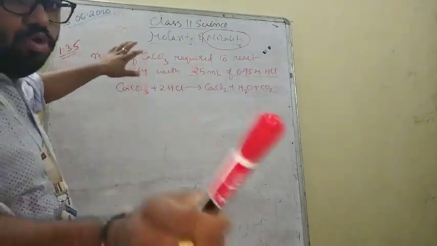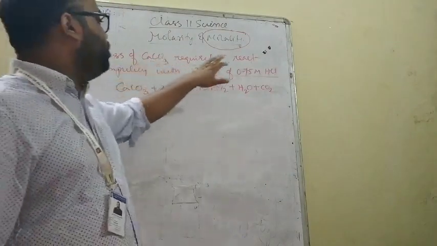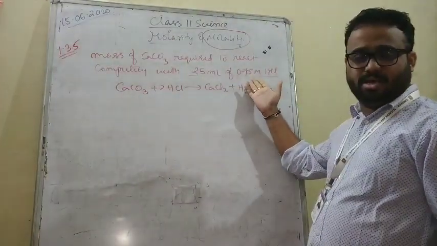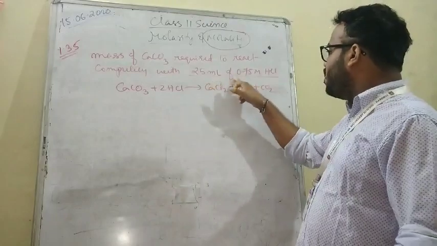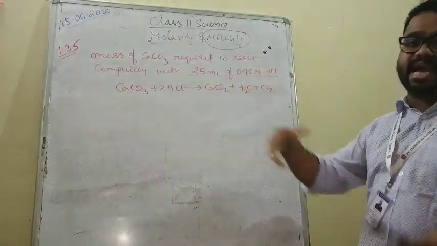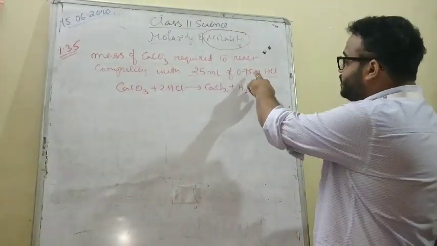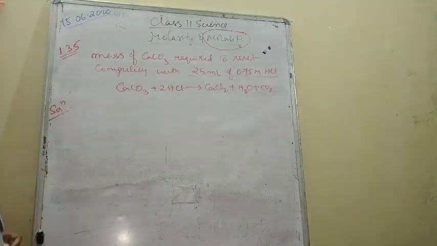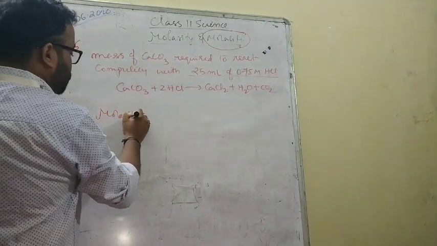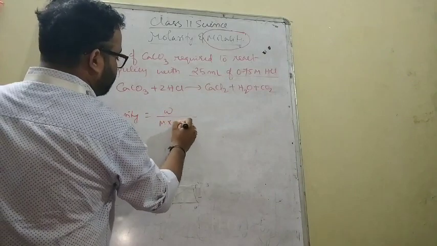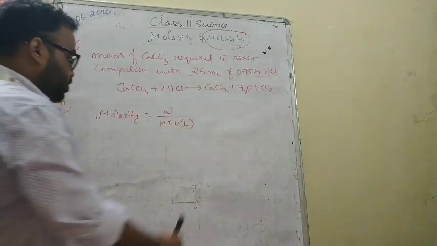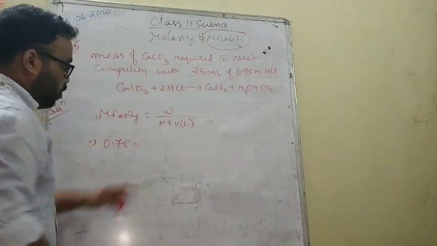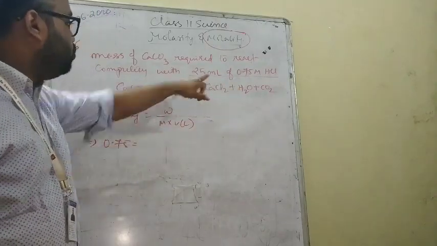Now you see this question. They have told us to calculate the mass of CaCO3 required to react completely with this. Now what does this mean? This means molarity. 25 ml of 0.75 molar HCl. So what comes out from here? Molarity is given, volume is given. So we know that molarity is equal to given mass by molar mass into volume in liter, which means molarity is given to you as 0.75. Volume is given, and molar mass you know of HCl.